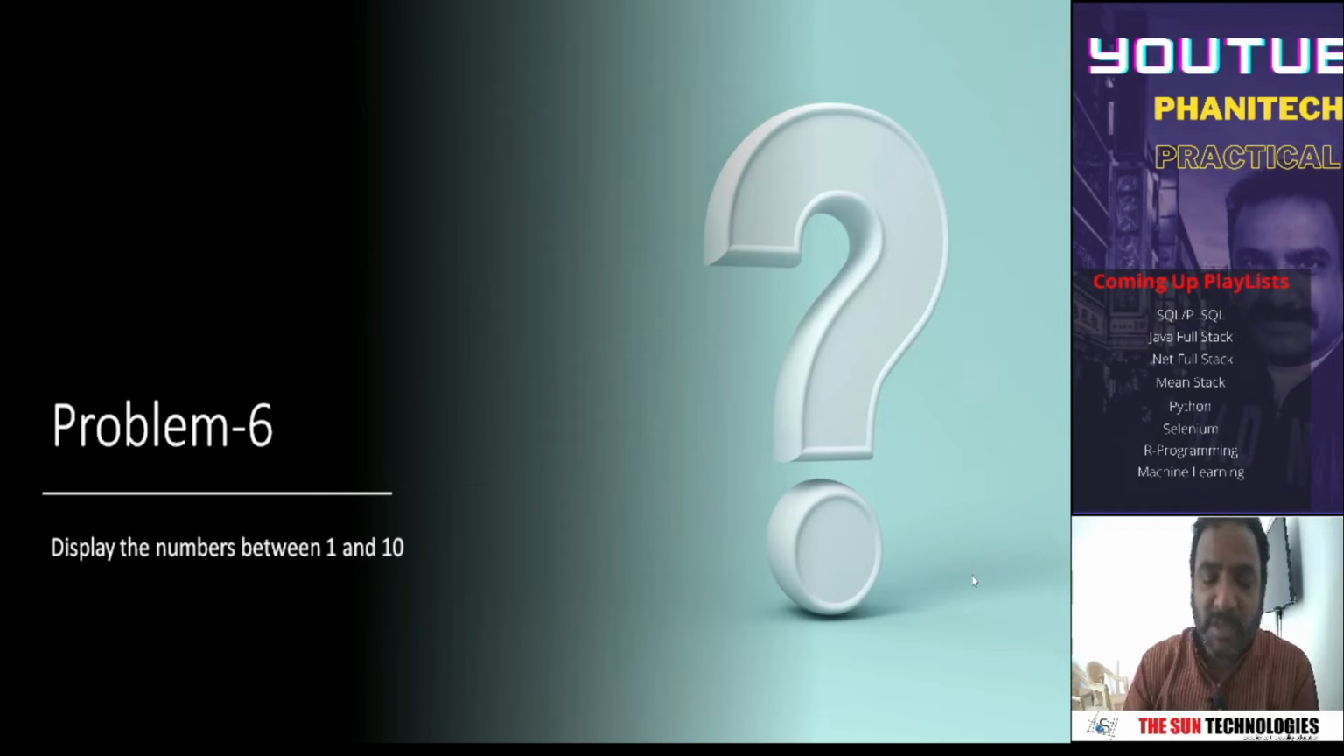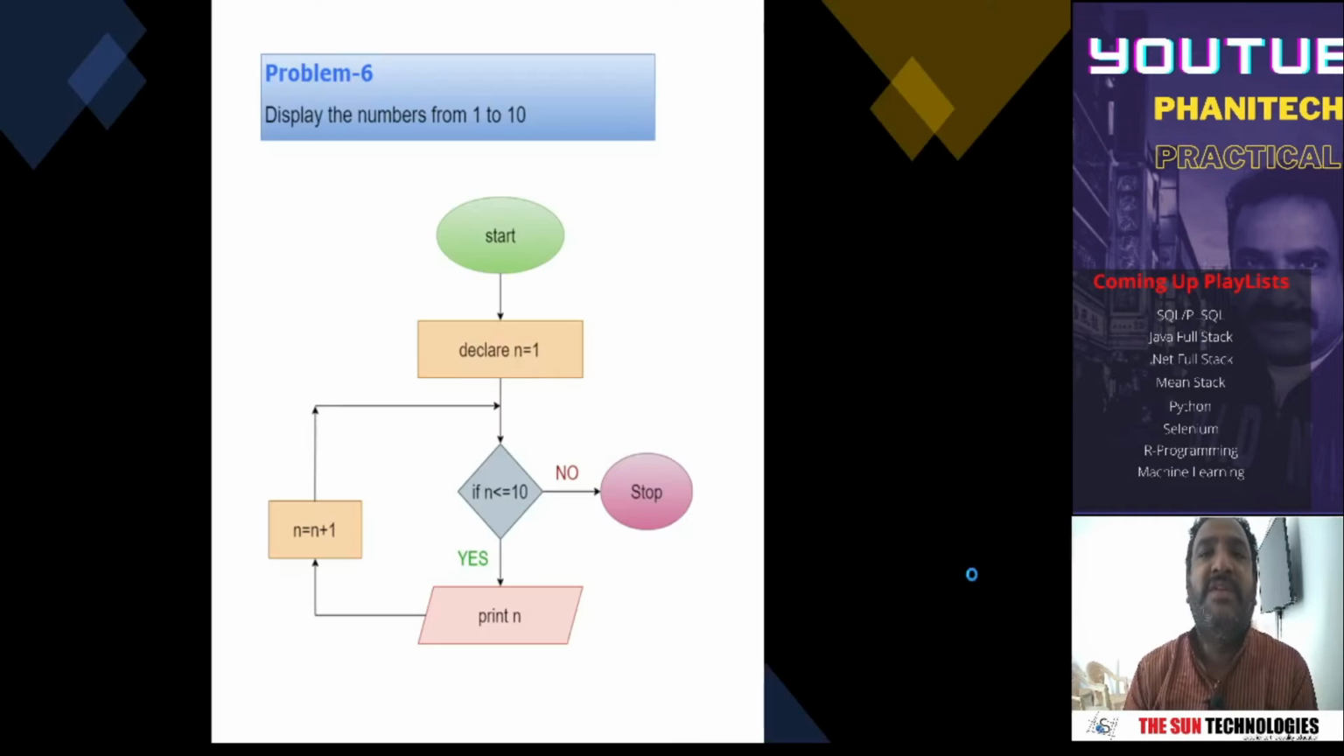So in this problem, only one variable is enough. The initial value of that variable is 1, and it will verify the condition. If it is less than or equal to 10, then only can it display. After displaying, it goes to the next number by incrementing the value by 1. So 1 plus 1 becomes 2. Again, it will verify the condition, 2 less than or equal to 10. Until the n value becomes 10, it will repeat the process. 10 less than or equal to 10, finally it will display 10. 10 plus 1 becomes 11. 11 less than or equal to 10, the condition fails, it will stop.